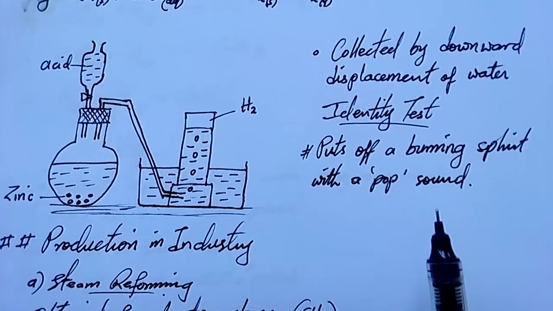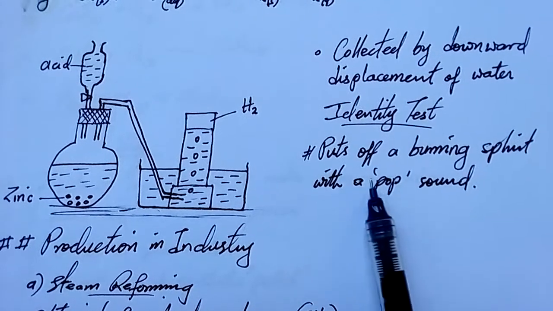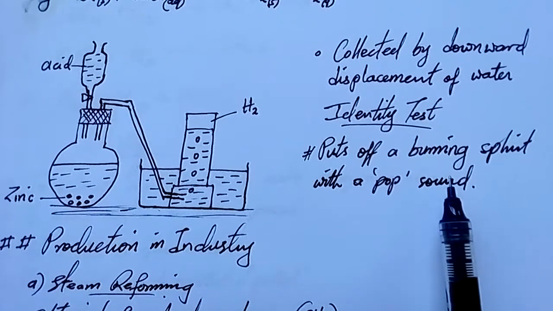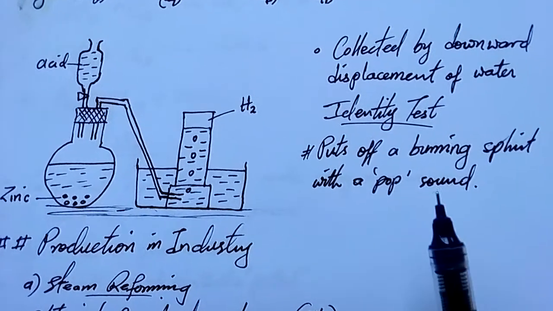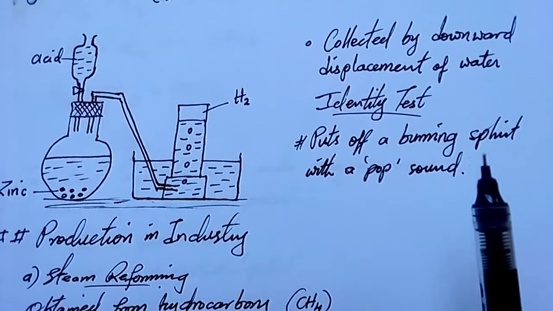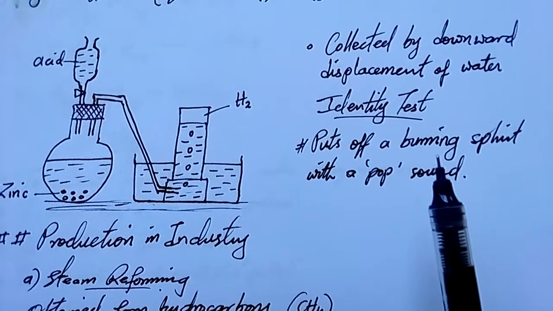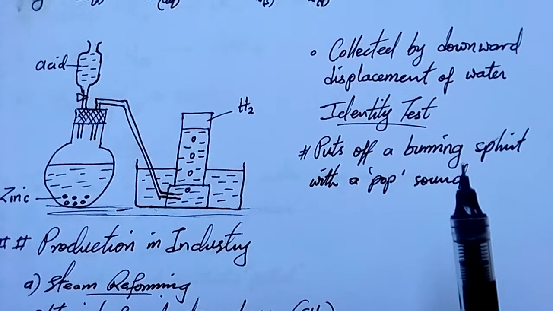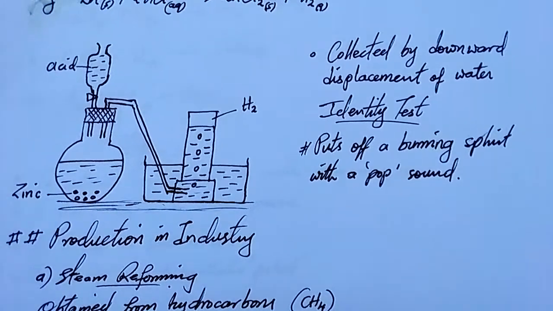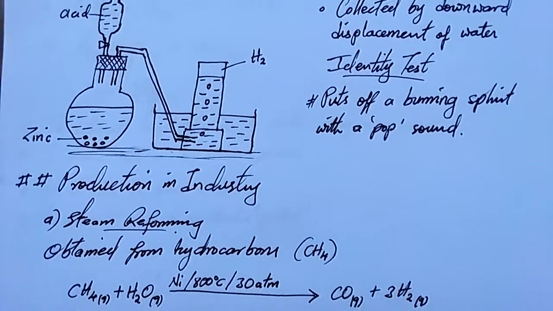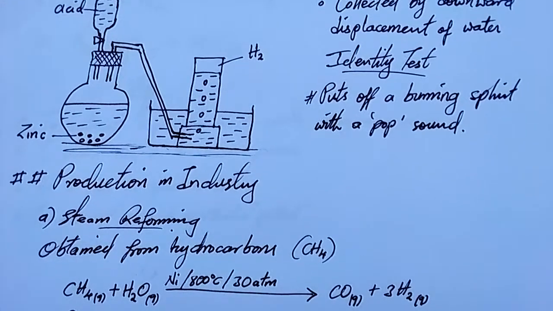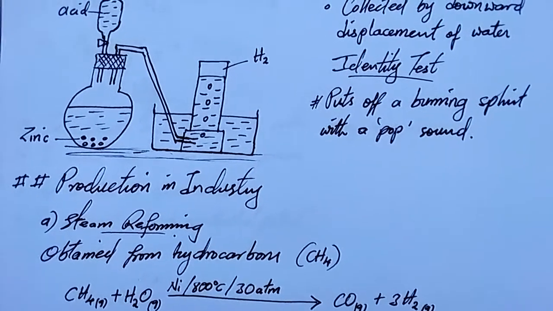Identity test: it puts off the burning splint with a pop sound. A burning splint is, of course, a matchstick or any small thing that is in flame. It is burning because there's oxygen there. So if you introduce hydrogen, water will be formed, and water puts out fire. Therefore, it puts out the fire with the pop sound, a small explosion.